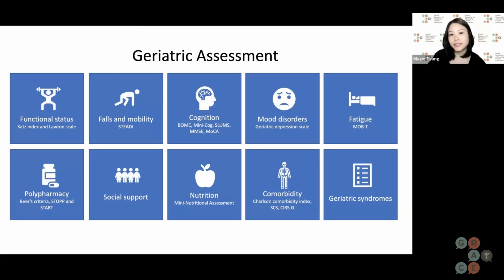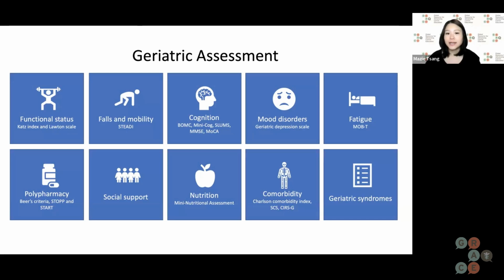Next, we consider falls and mobility. So this really assesses how much a person is able to walk and how many falls they have had in the past 12 months. Social support identifies how many people around you are able to provide a level of support to take you to your appointments or to be someone that you could talk about your feelings, your medical concerns with.